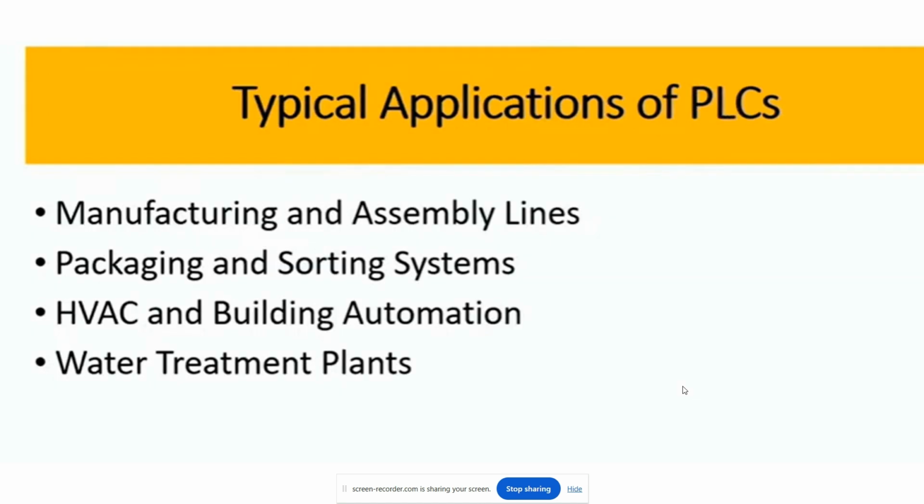Okay, so what are the typical applications of PLCs? Where do we apply PLCs? So PLCs are widely applied in manufacturing and assembling lines, packaging and sorting systems. If you go to many industries like bottling industries, like soda factories, beer factories, cement factories, you see there are packaging sections, right? And it is often the biggest part of the plant.